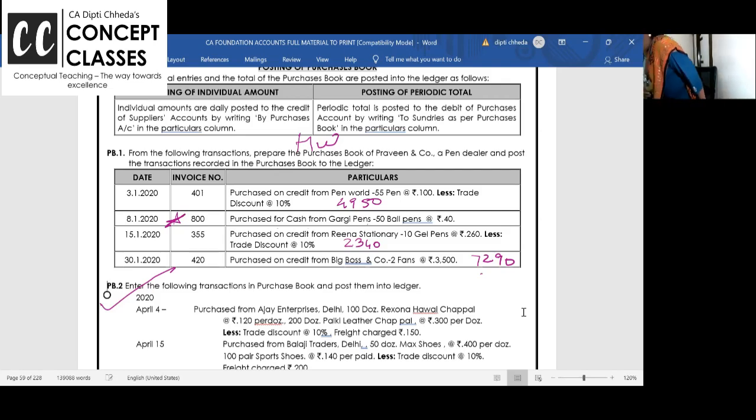Yes. All clear for the first problem? Check the second problem also. We did it in the class only. Okay. One more problem. I'll take it in detail so that the rest we can do very quickly.